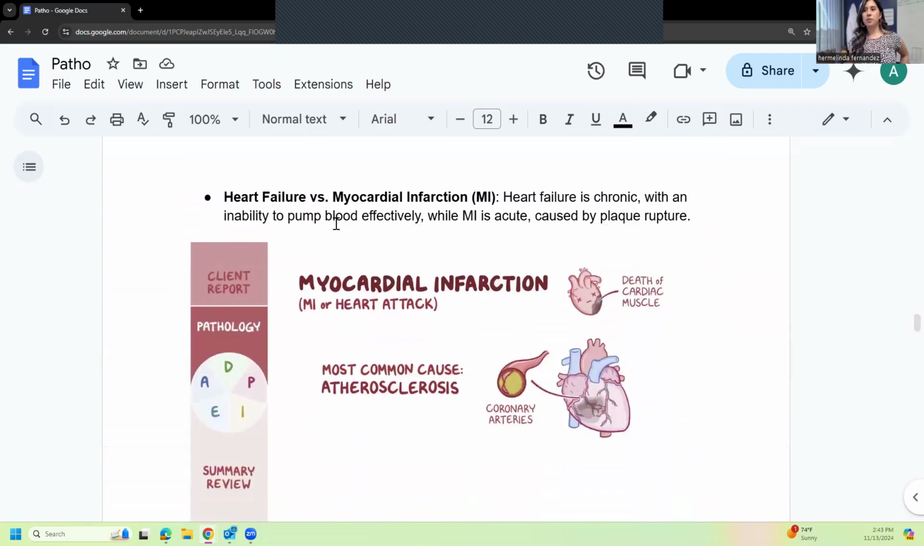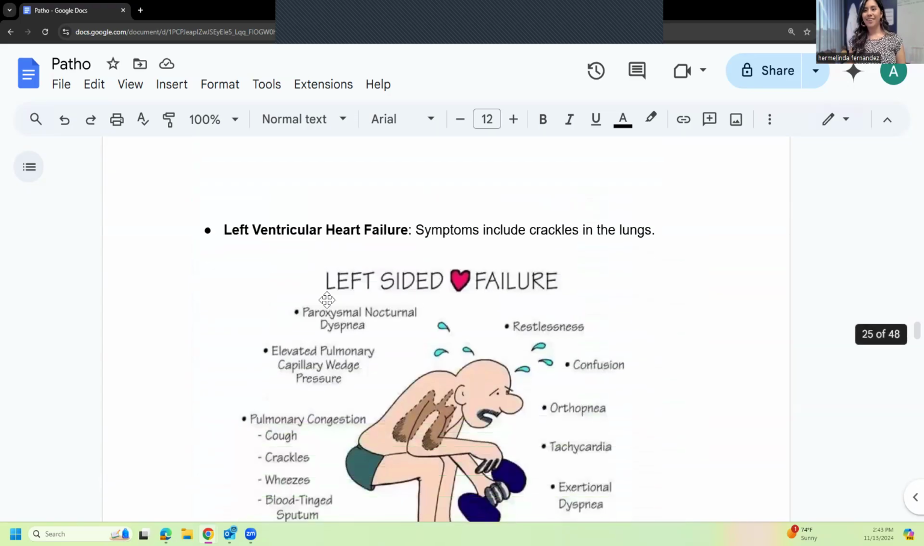Right, and the differences between these two, heart failure and myocardial infarction. Heart failure, again, is more chronic, the inability to pump effectively, and MI is acute. So think of something that's cute, it's only cute for a little bit of time. Then that would be kind of MI.